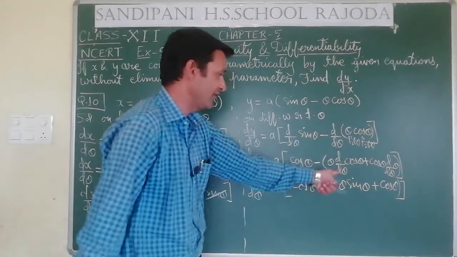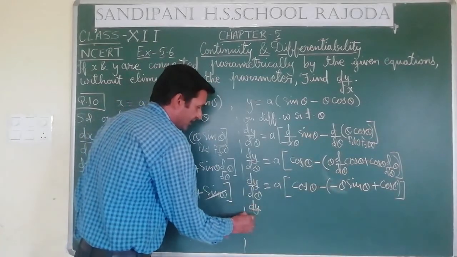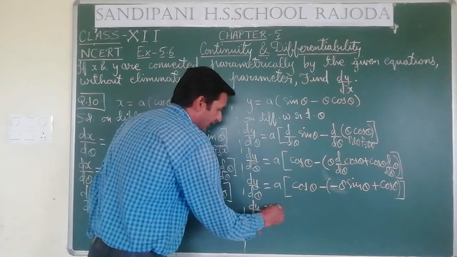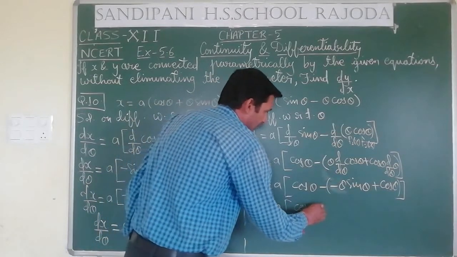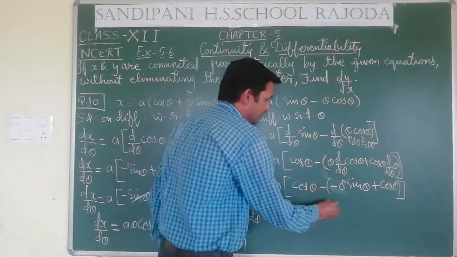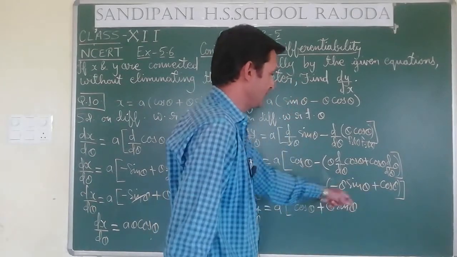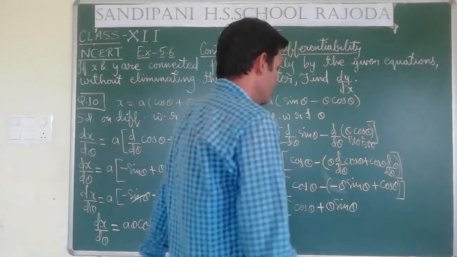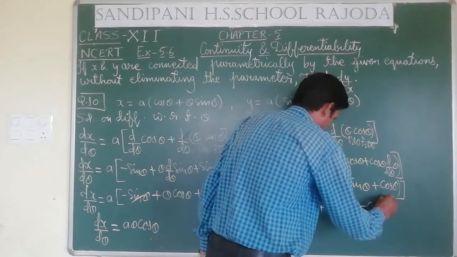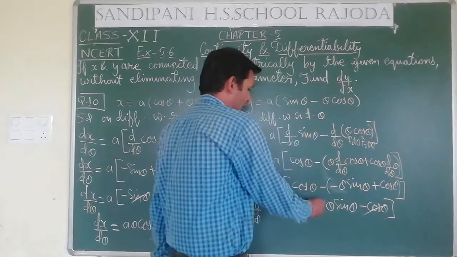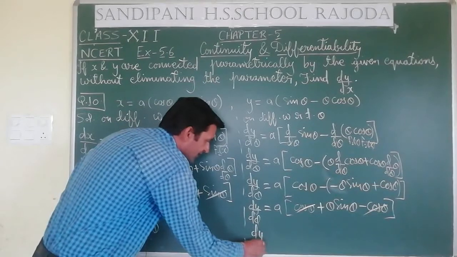Now this minus sign will be multiplied inside. So dy by d theta is equal to a, and in bracket cos theta, minus into minus will be plus theta sin theta, and afterwards this minus will be multiplied by this positive sign, so this will become minus cos theta. Now this bracket is closed. This positive cos theta and negative cos theta will be cancelled out. So dy by d theta is equal to a theta sin theta.